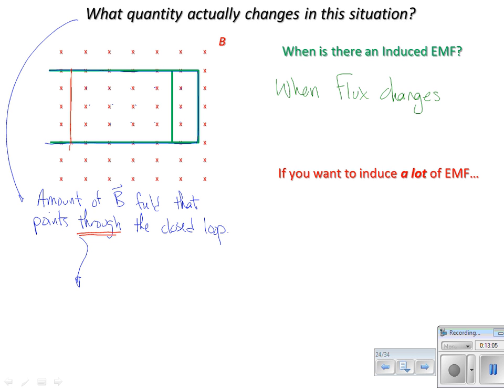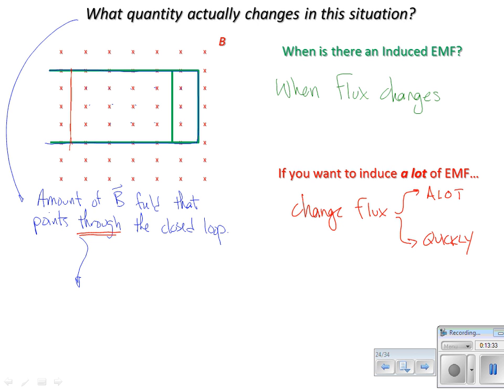Now, if we want EMF to be really big, what we do is we change flux a lot, or, any guesses? Quickly. So the more flux changes, and the quicker that happens, the more EMF we induce.